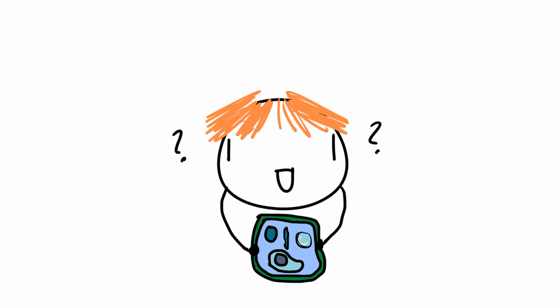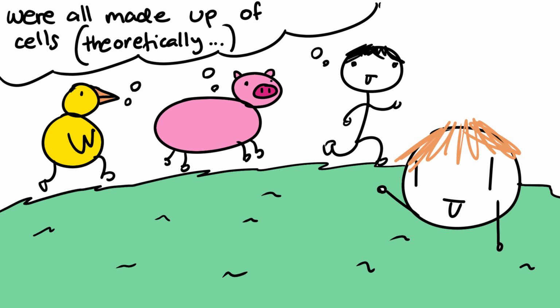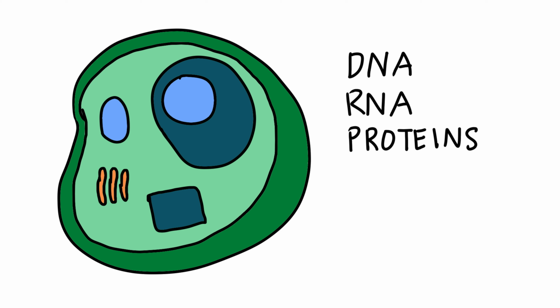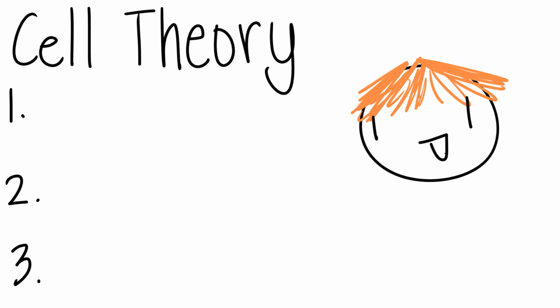What are cells? Cells are the smallest unit that are inside living things. Each cell contains a lot of information, having DNA, RNA, and proteins. The cell theory is composed of three principles.